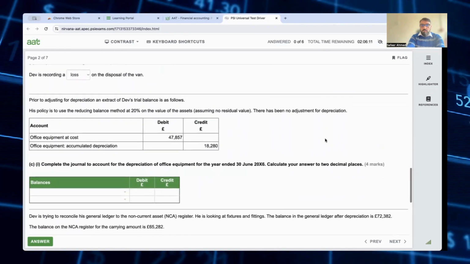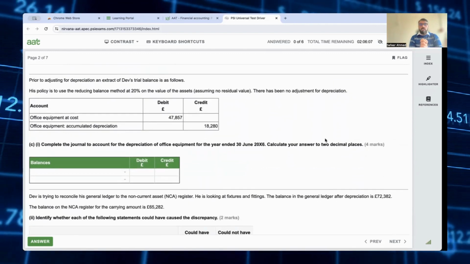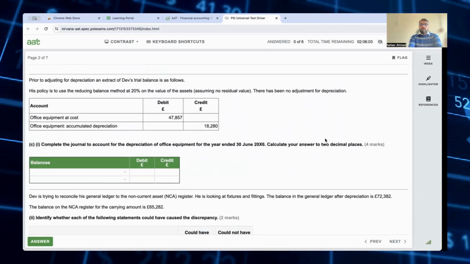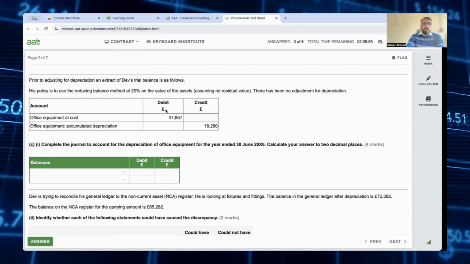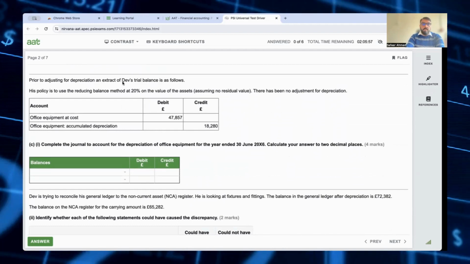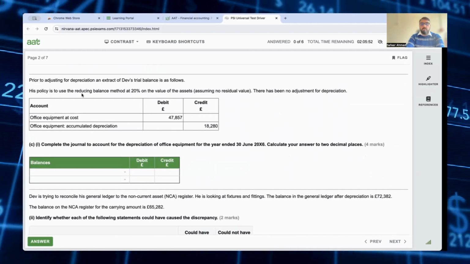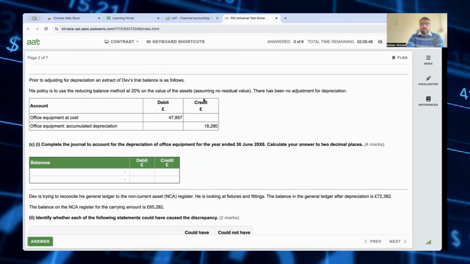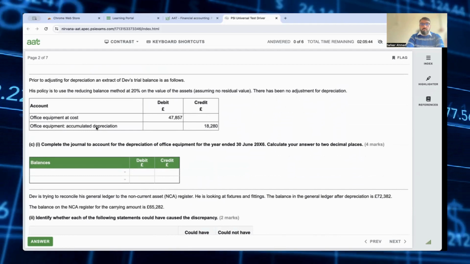So we have a couple more items. You can see that these tasks are quite long. There are only 6 tasks, and that's why you will see multiple parts of these tasks. Prior to adjusting for depreciation, an extract of the trial balance is as follows. His policy is to use the reducing balance method at 20% on the value of the asset, assuming no residual value. There has been no adjustment for depreciation.